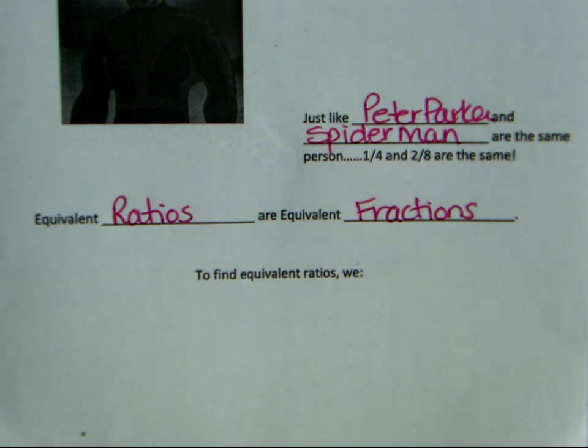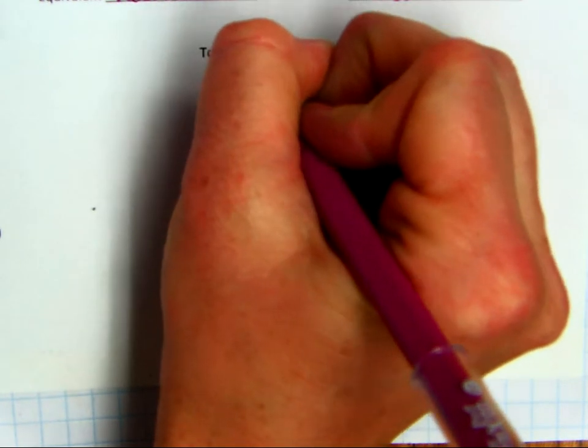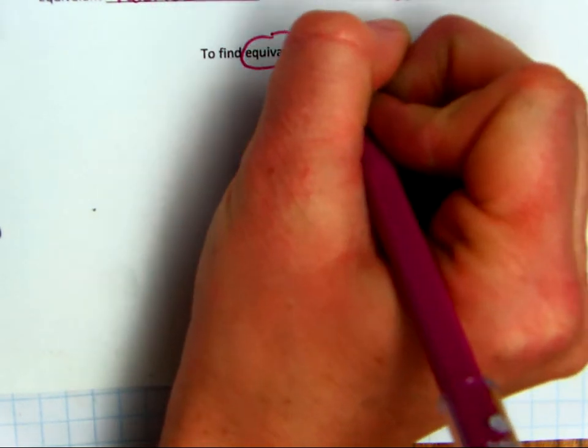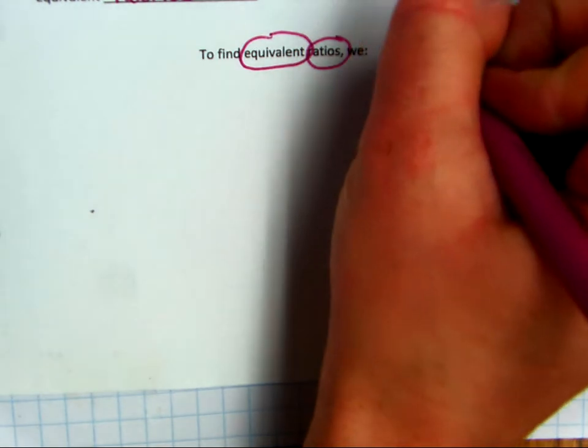So to find an equivalent ratio, here are our steps. The first thing you're going to do is multiply. And before we do that, I want us to circle that term, equivalent, and circle ratio. Those are big words. Remember, equivalent is the same.